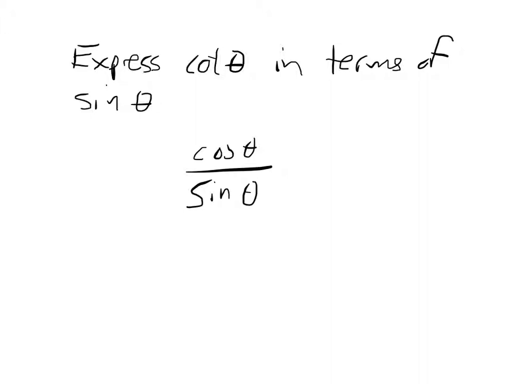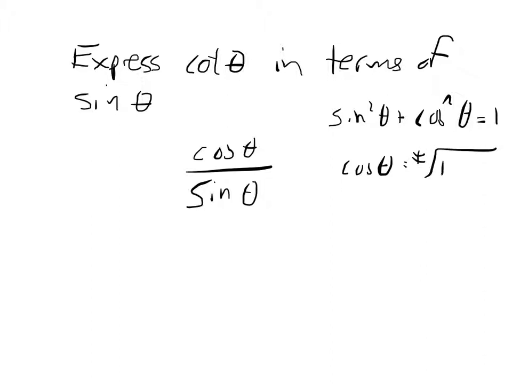And what I can remember is my Pythagorean relationship that sine squared theta plus cosine squared theta equals 1. So if I solve that for cosine theta, it equals plus or minus the square root of 1 minus sine squared theta.